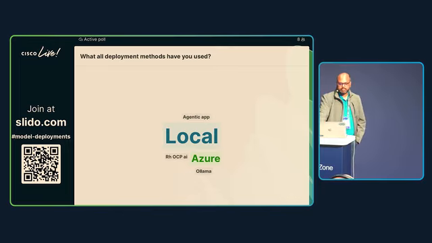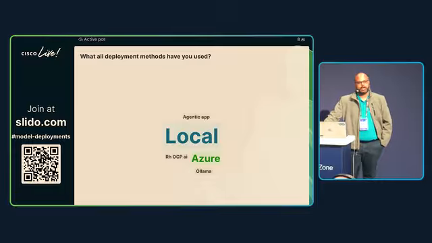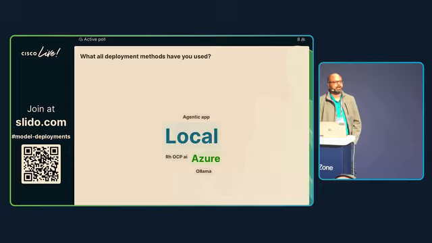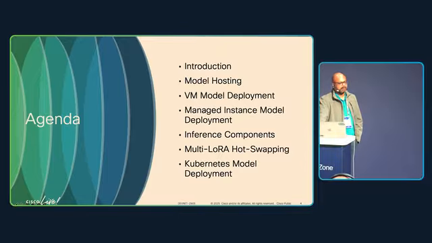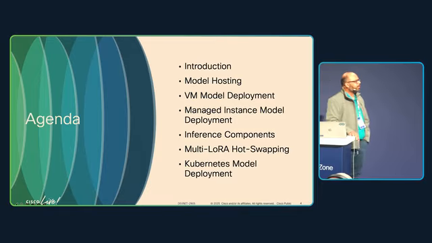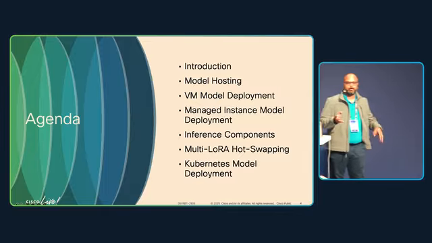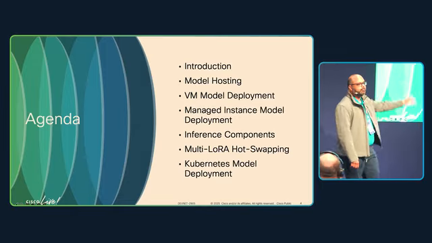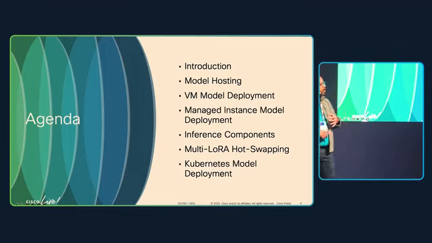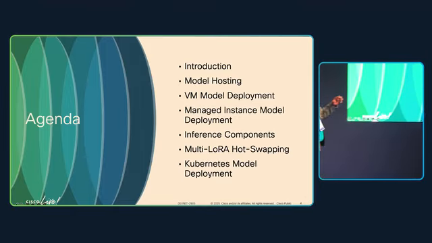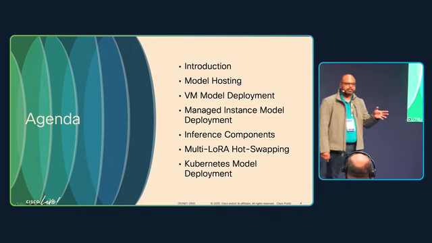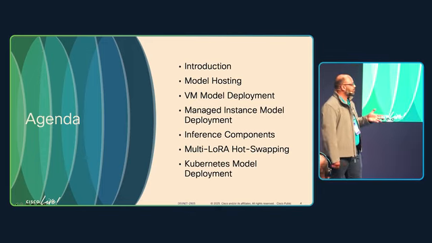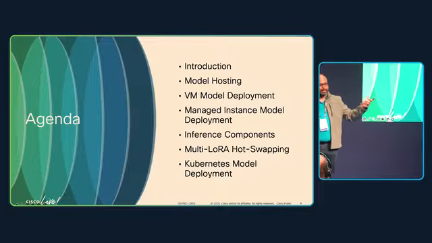Okay, cool. So we can see that most of you have used GPT models and local deployments. You have used Llama or something. So let's see the agenda, what things we will be covering. We'll see what model hosting is, how you self-host your models. Then we'll look at different model deployment methods, like how you deploy on a VM, how you deploy on managed instance VMs, what an inference component is, how it is useful, what the use cases are for that, what multi-LoRA hot swapping is, and how you deploy on Kubernetes.